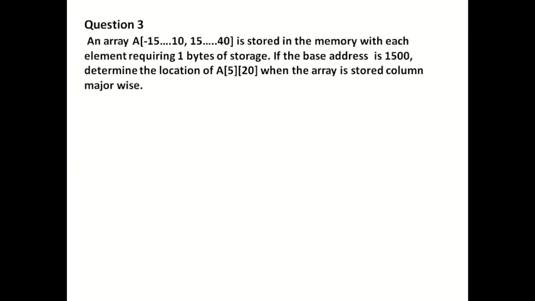Now the next question is a little bit different, because here the array size is given in a very different way. We have an array A[-15...10, 15...40] stored in the memory with each element requiring 1 byte of storage. If the base address is 1500, determine the location of A[5][20] when the array is stored column major wise. Here column major wise means we have to use the formula of column major. The formula goes like this: base address plus n into (j minus lc) plus (i minus lr), into data size.